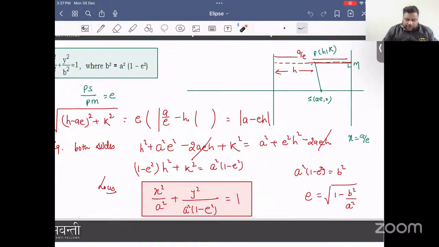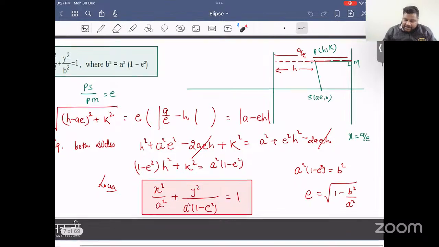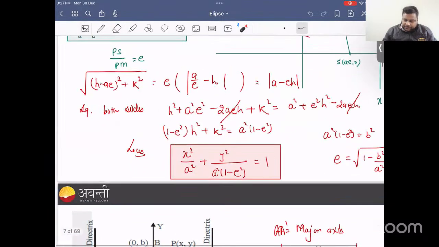Got it? Now, if I call this A square into (1 minus E square) as B square, so this E comes out to be under root of 1 minus B square upon A square.